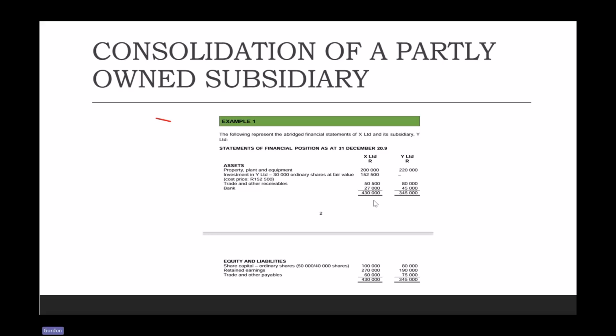Whatever retained income I came to meet, whatever I saw when I acquired you, it's not mine. And it therefore must not be part of the consolidated financial statement.